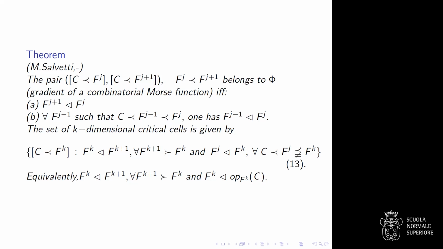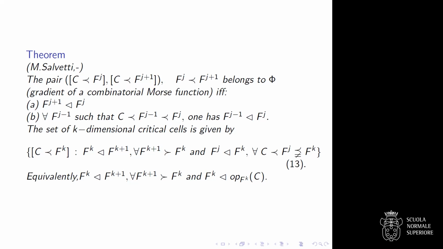The set of the codimensional faces which are critical is given by the couple (c, f_k), by the cell f_k, in which f_k is smaller than f_{k+1} for any f_{k+1} which is contained in the closure of f_k, and f_j is smaller than f_k for any f_j which is bigger than c and smaller than f_k in the order of facets. Okay.